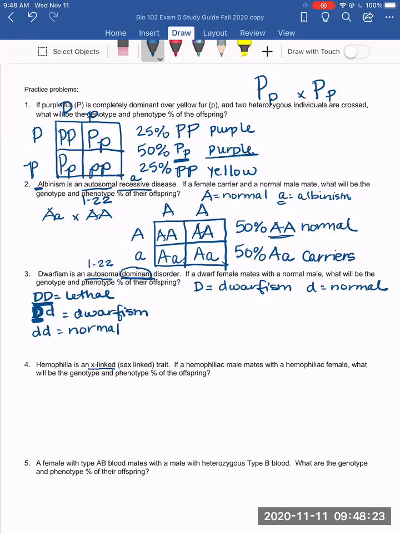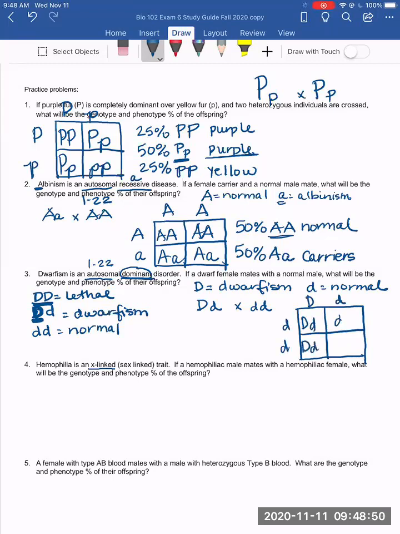So dwarfism female is going to be this genotype times normal male. That's an important one too, because that looks different than normal in the previous question. Now let's do the square. Big D, little d, little d, little d.